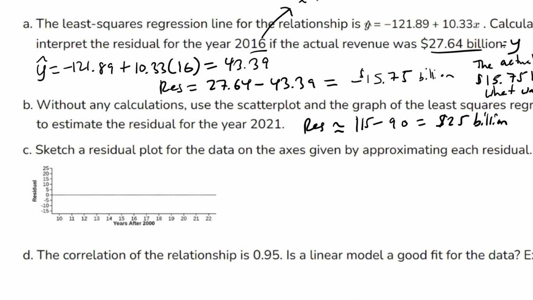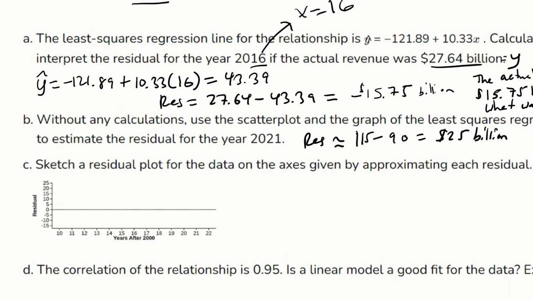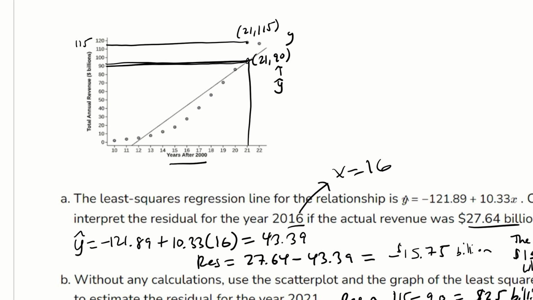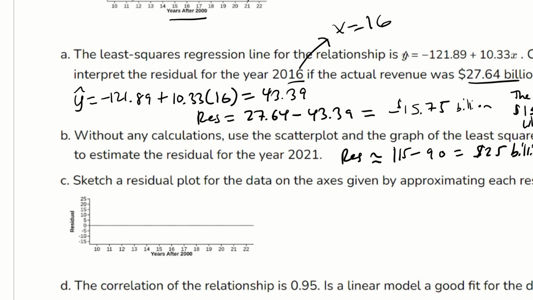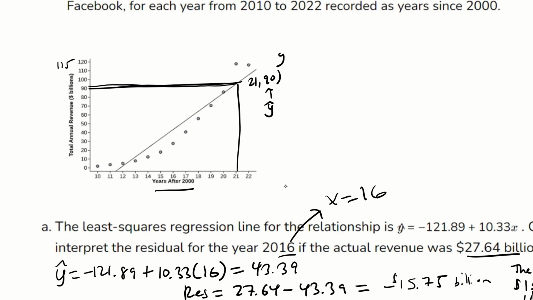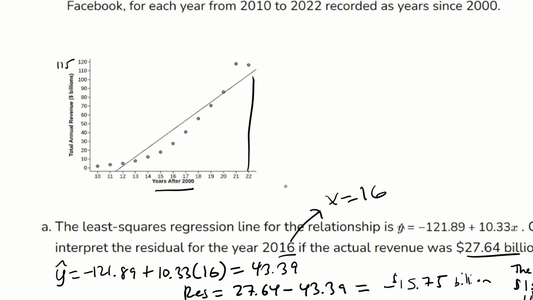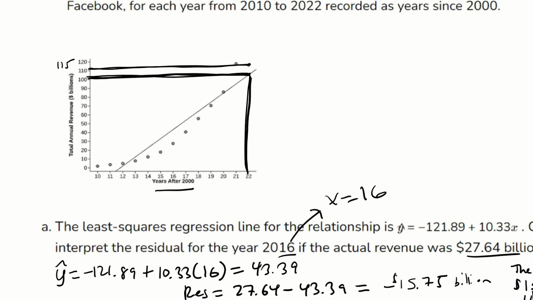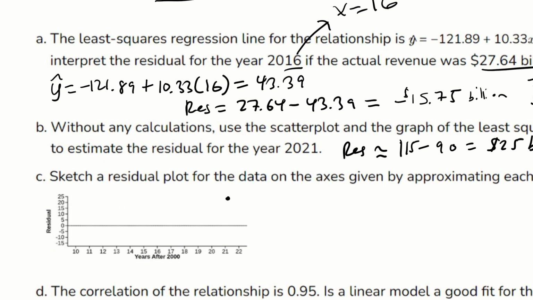So about 25 billion. So part C, sketch a residual plot for the data on the axes given by approximating each residual. So we're going to approximate the residuals and then graph it. Here for 21, we get a residual of about 25. Let's look at 22. We get this value, which might be about 100, and this value here is about 110-ish, a little bit over 110. So it's approximately 10 for that residual, for 22.